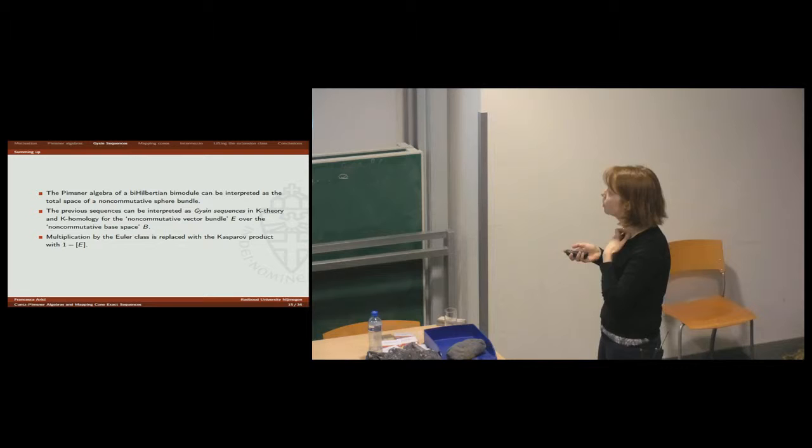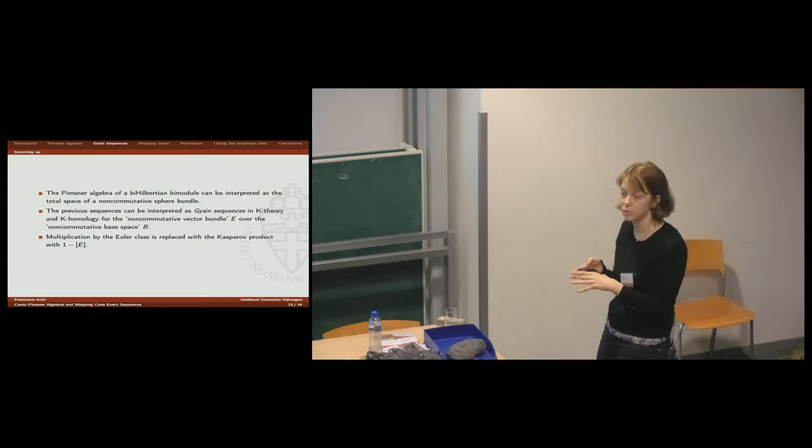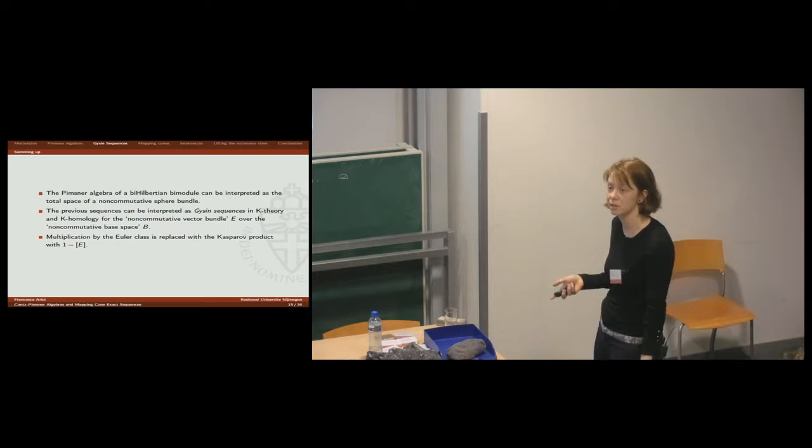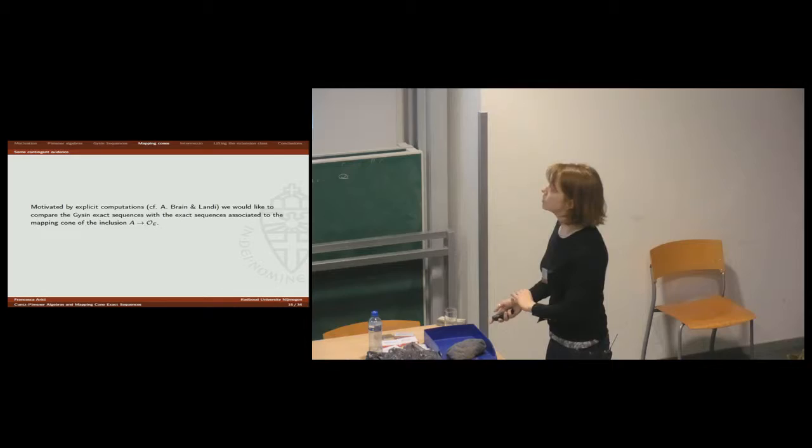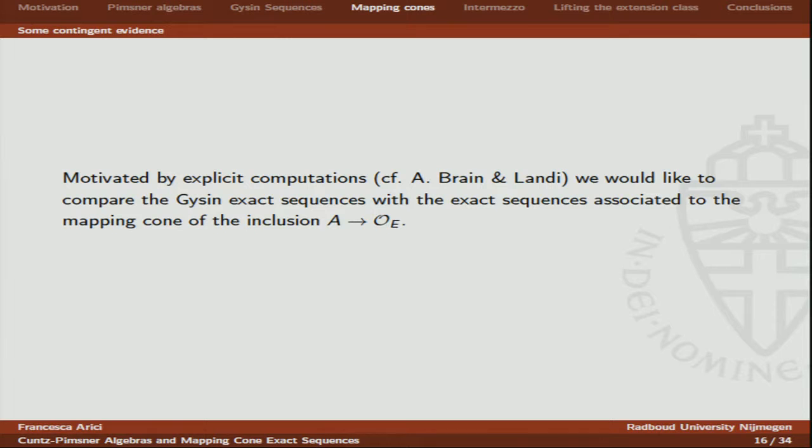And in those sequences, the multiplication with the Euler class is replaced with the multiplication of this class that actually looks like the Euler class, which is 1 minus the class of the bimodule. Okay, so now I'll make a brief detour to mapping cones. So, okay, this sentence is a bit ambiguous.